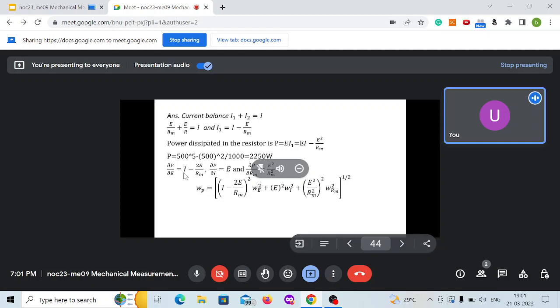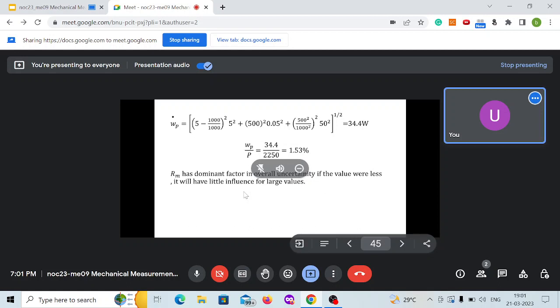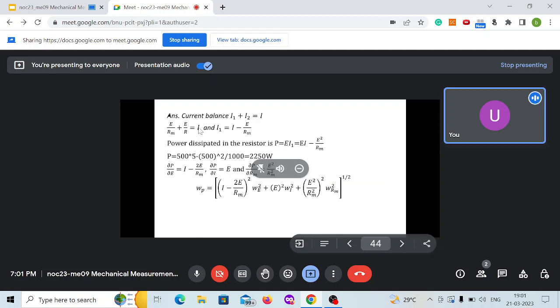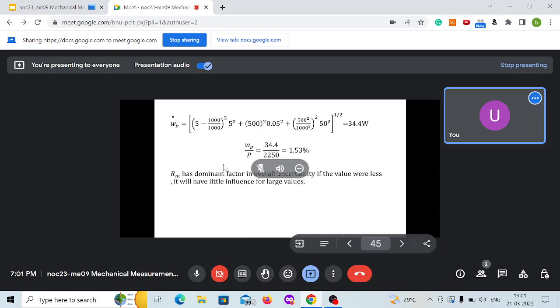We have to substitute in the uncertainty equation for the power, which will be: power uncertainty is the square root of the summation of (∂P/∂E × uncertainty of E) squared plus (∂P/∂I × uncertainty of I) squared, and so on. So when we substitute all the values, ∂P/∂E, I is 5 minus 2 into 500, which is 1000 by RM of 1000, so the whole square into 5 squared, same, then E² into ωI.